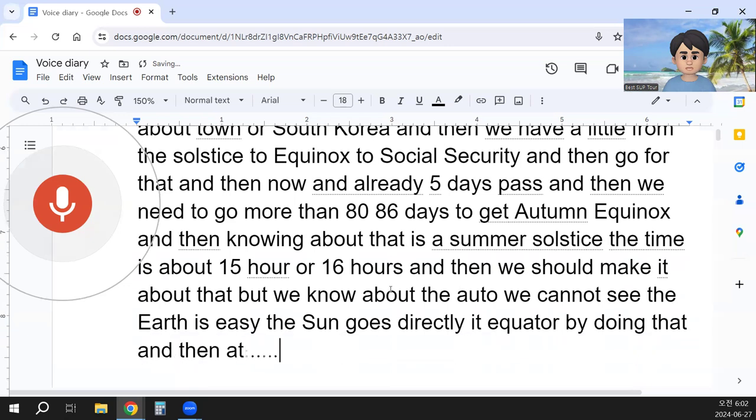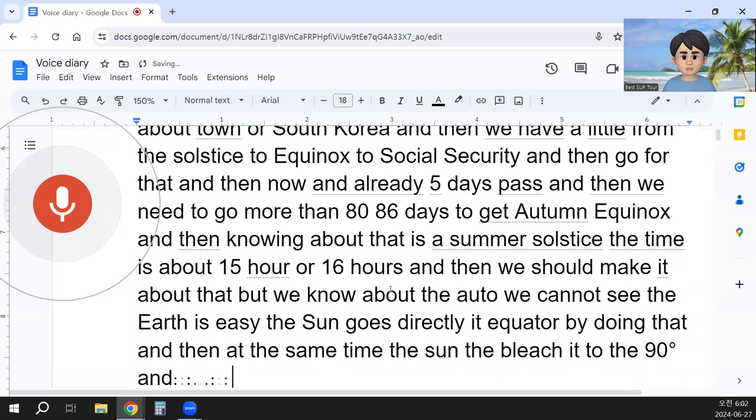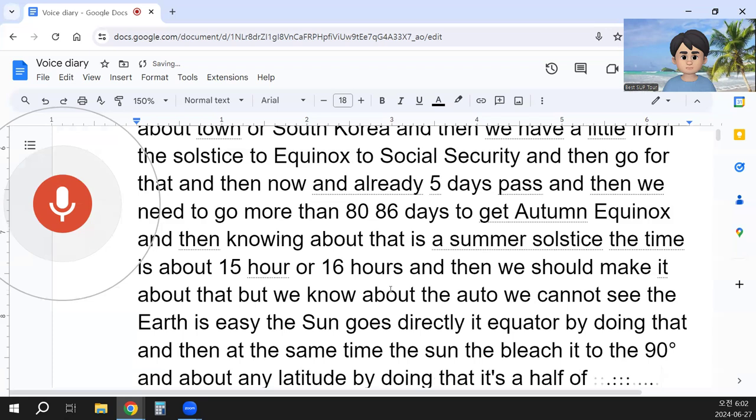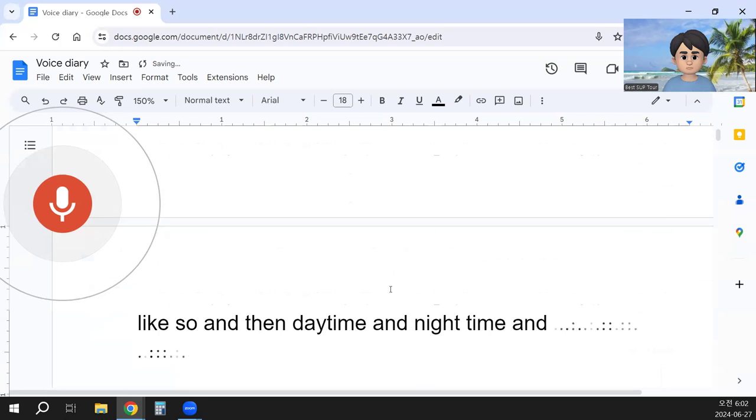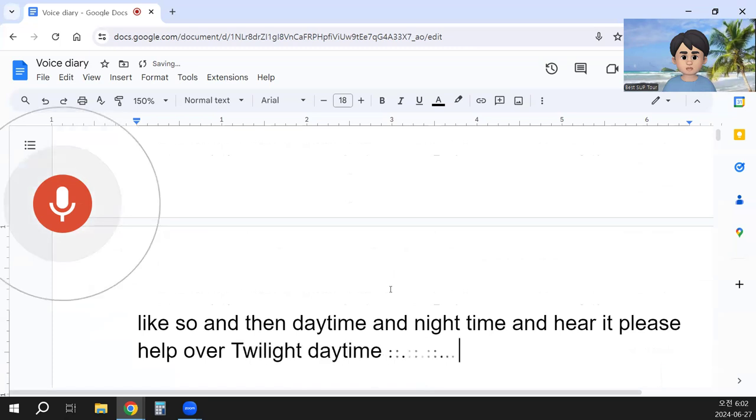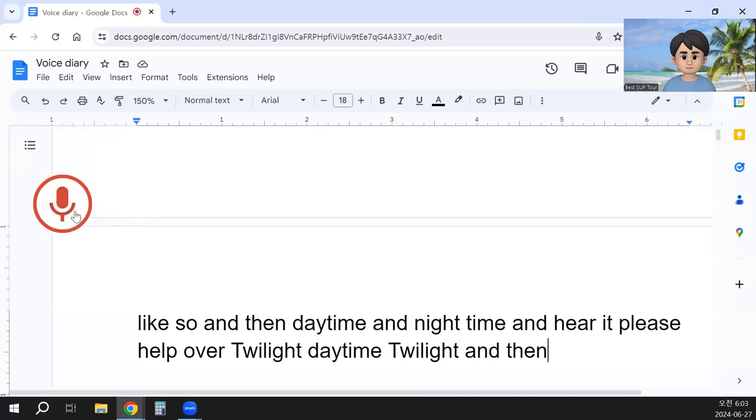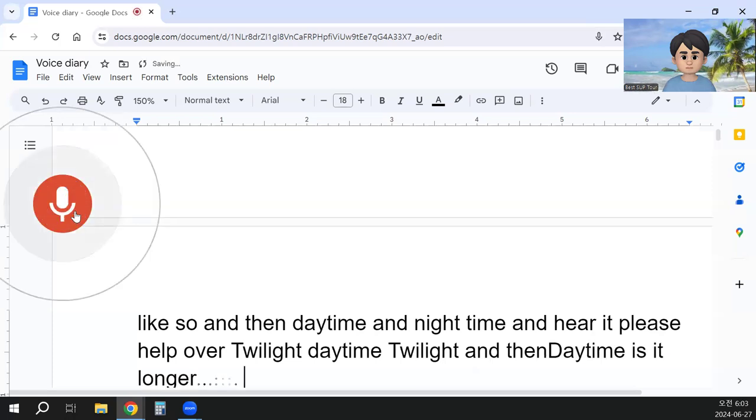At the same time, the sun reaches 90 degrees at any latitude. By doing that, it's half of the latitude, and daytime and nighttime are theoretically 50-50. But because of twilight, daytime is a little bit longer than the nighttime. Theoretically, yes, daytime is longer than the nighttime.